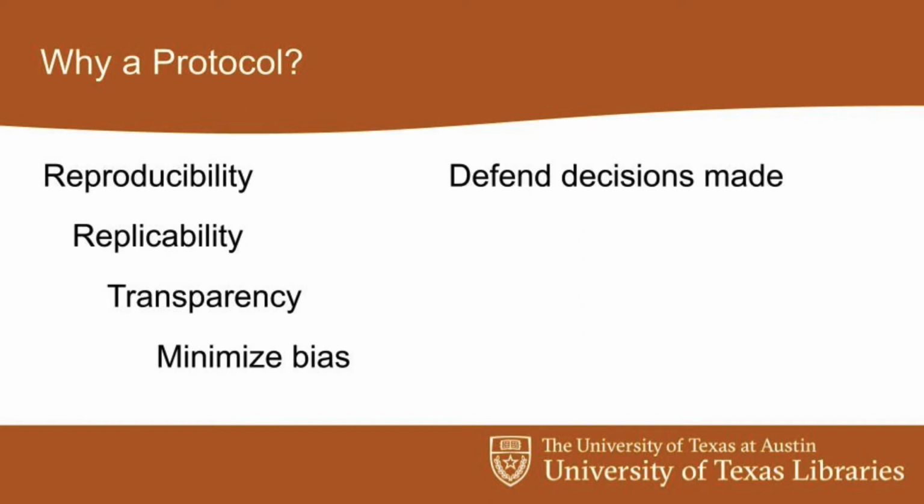And then defending decisions made. So as you're making your different decisions, if you can point back to your protocol and say, this is why we used or didn't use these terms or these databases, or this is why we used this eligibility criteria, that should all be in your protocol in advance. So you can point back to it when a peer reviewer comes and says, hey, why did you do this thing? You can say, well, I thought through it in advance. Here's why.